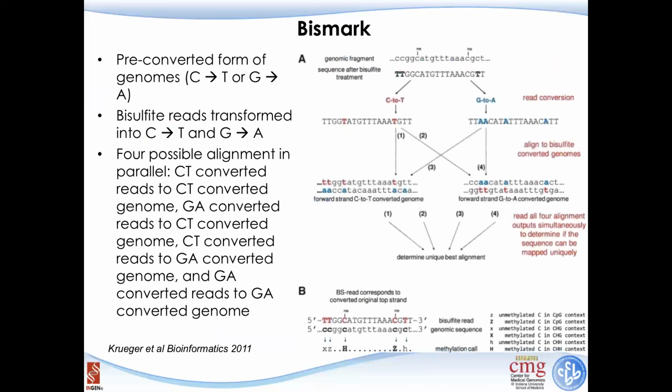The main idea of Bismark is that they need to change the reference genome. They have four reference genomes because they create pre-converted forms of the genome, with C to T or G to A. Then, like this one, this is a reference genome. Okay, this is the original one.